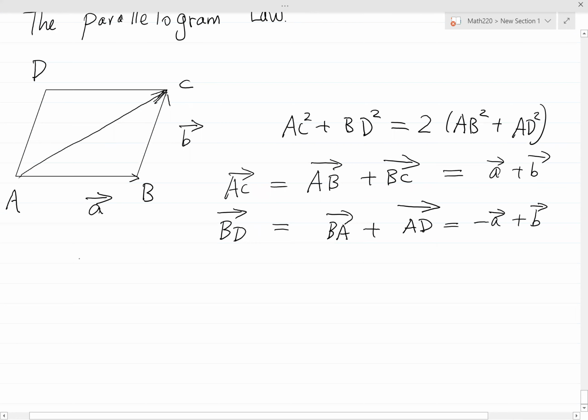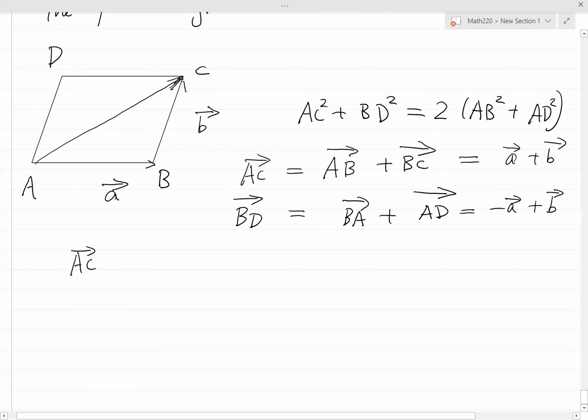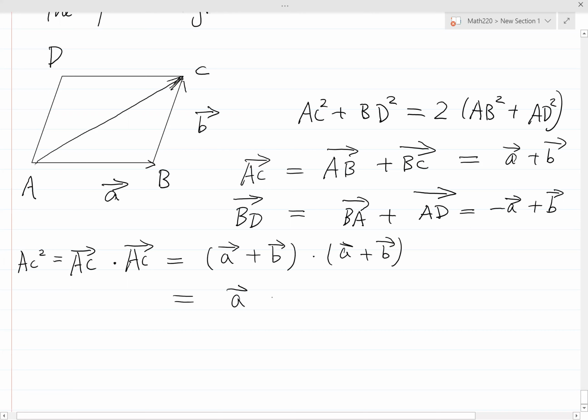Okay. So AC squared is AC dot AC. So this will be A plus B squared. If you distribute this, you get A dot A plus B dot B plus twice the cross terms. Here the dot product is commutative, so we get the cross terms, twice A dot B.